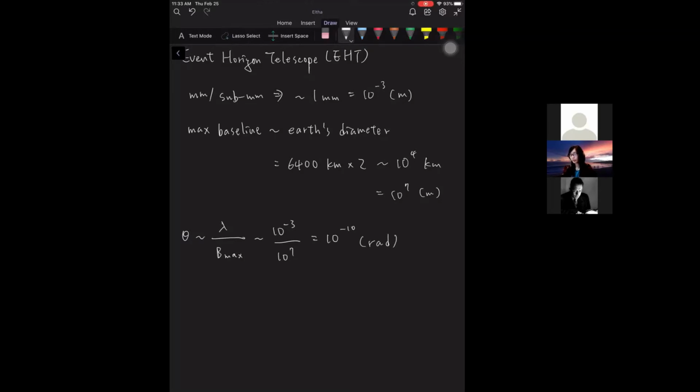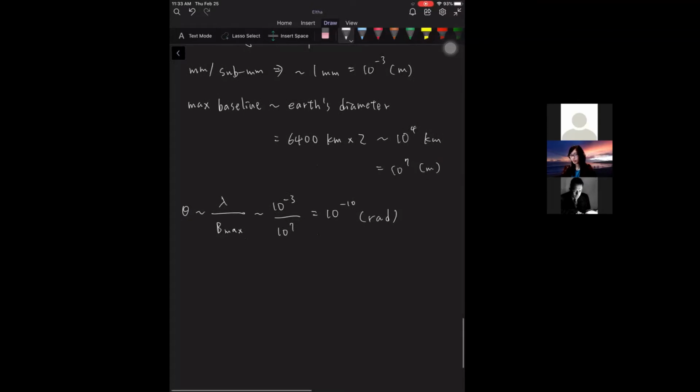Okay, so to convert radian into arcsecond, again, we can use the magic number I mentioned before. It's pretty worth memorizing, 206265. And then we can easily get the number of 2 times 10 to the minus 5, and that is approximately 20 microarcseconds. So this is the approximate resolution of the Event Horizon Telescope using very simple approximations.